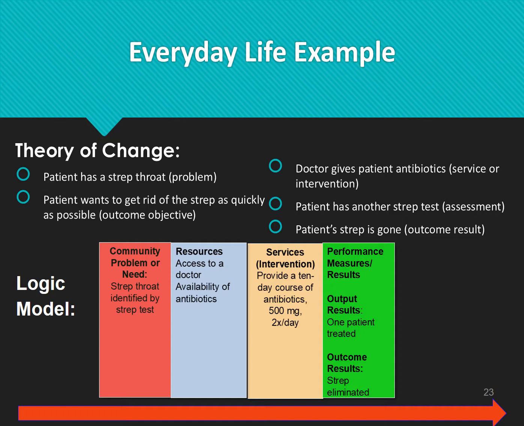In the example above, our theory of change says that if I have strep throat and I want to get rid of the strep as quick as possible, I take antibiotics. Then I have another strep test, which is the assessment, to determine if the antibiotics worked, and if it did, the strep is eliminated, which is our outcome result. The logic model is the roadmap that illustrates your theory of change and shows how your intervention will create the change you are looking to see.